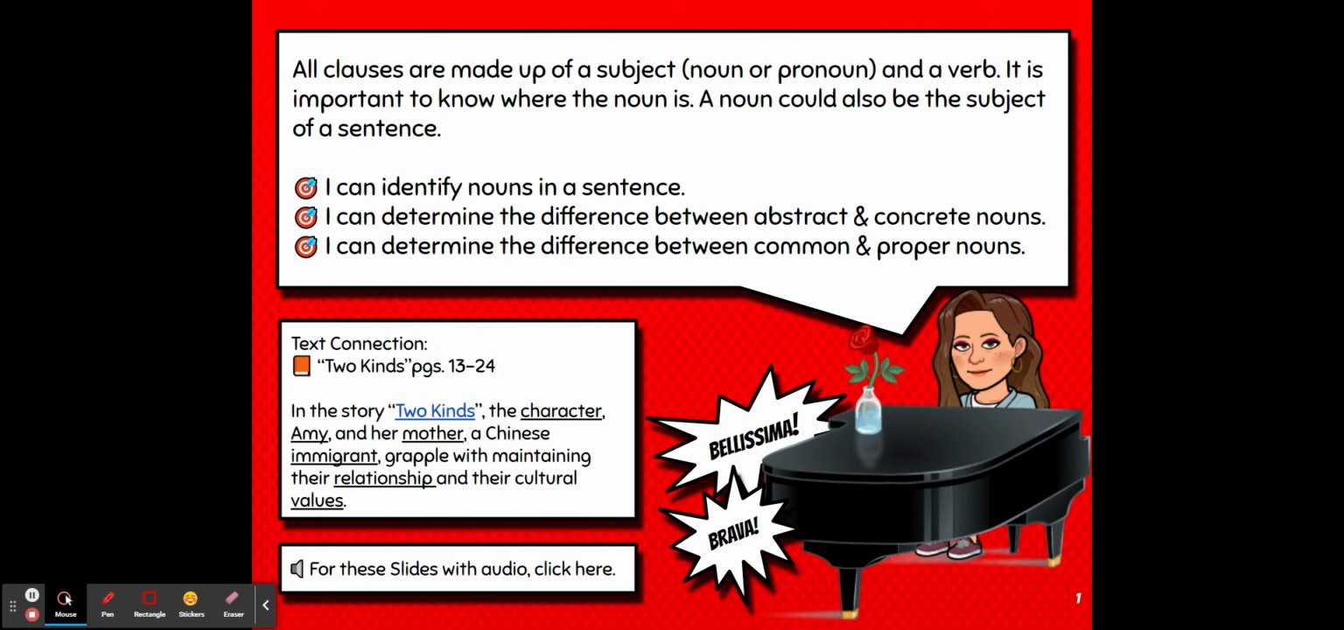Our goals today are: I can identify nouns in a sentence, I can determine the difference between abstract and concrete nouns, and I can determine the difference between common and proper nouns. For a text connection, check out the story Two Kinds in our My Perspectives workbooks.